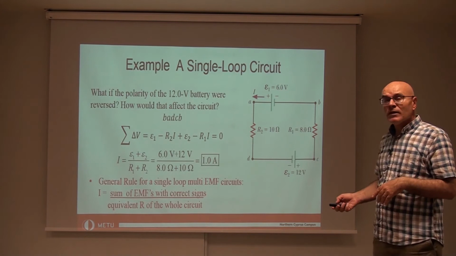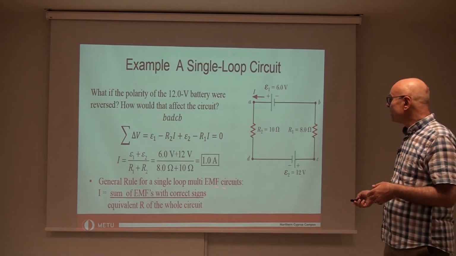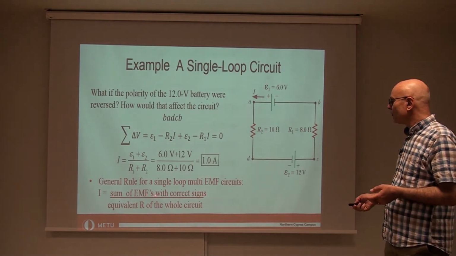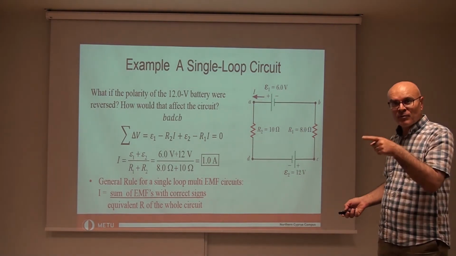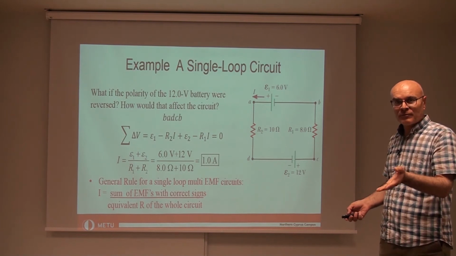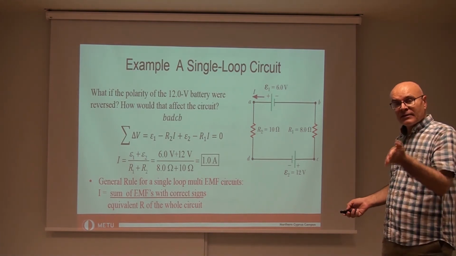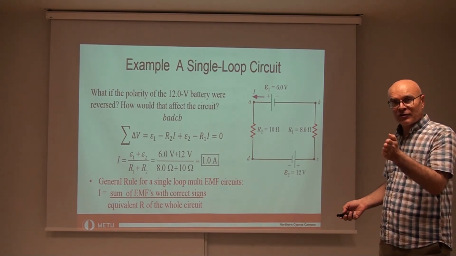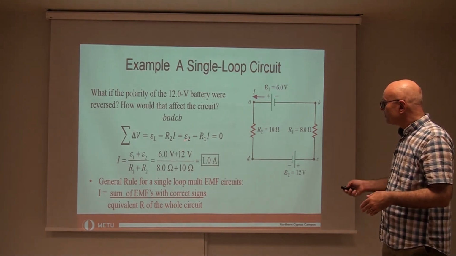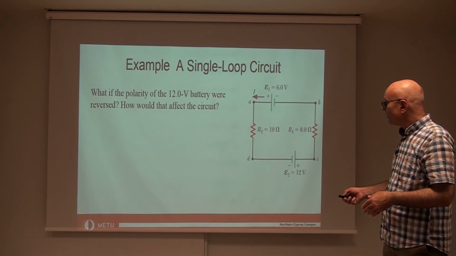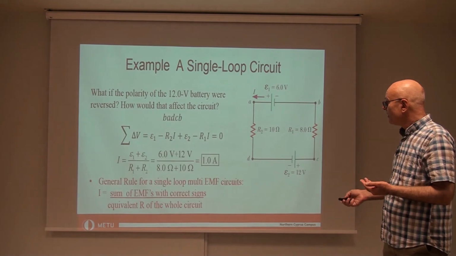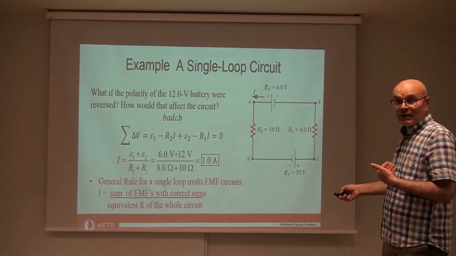Now, the general rule for a single loop multi-EMF circuit is the following. Sum all electromotive forces with correct sign in the loop. You take any loop, traverse it the way that you like, assume current in any direction that you like within that loop, okay? But go with the correct sign convention across the electromotive forces. So sum them all, as we have done here. Here, the sum was E1 minus E2, because that was the sign convention. Here, the sum was E1 plus E2, according to the sign convention.